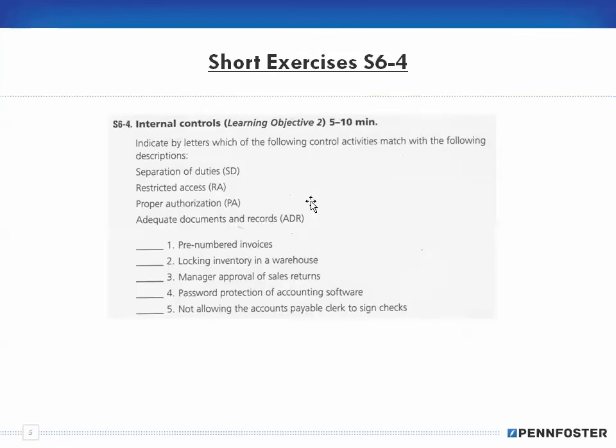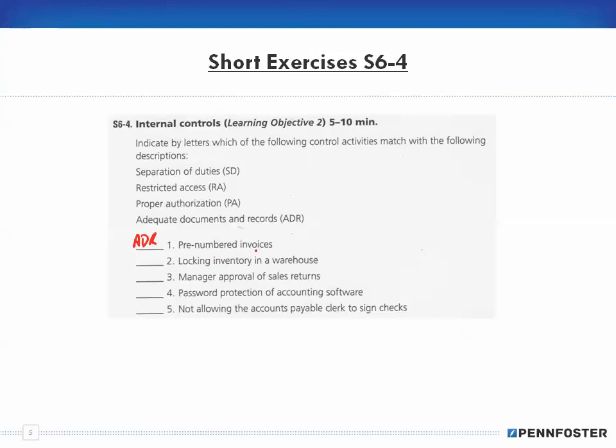Right. I'm going to do 6.4, and then we'll pick up with 6.5 in the next video. Indicate by letters which of the following control activities match which of the following descriptions: separation of duties, restricted access, proper authorization, adequate document and records. Okay, so number one, we have pre-numbered invoices. That would fall under adequate document and records.